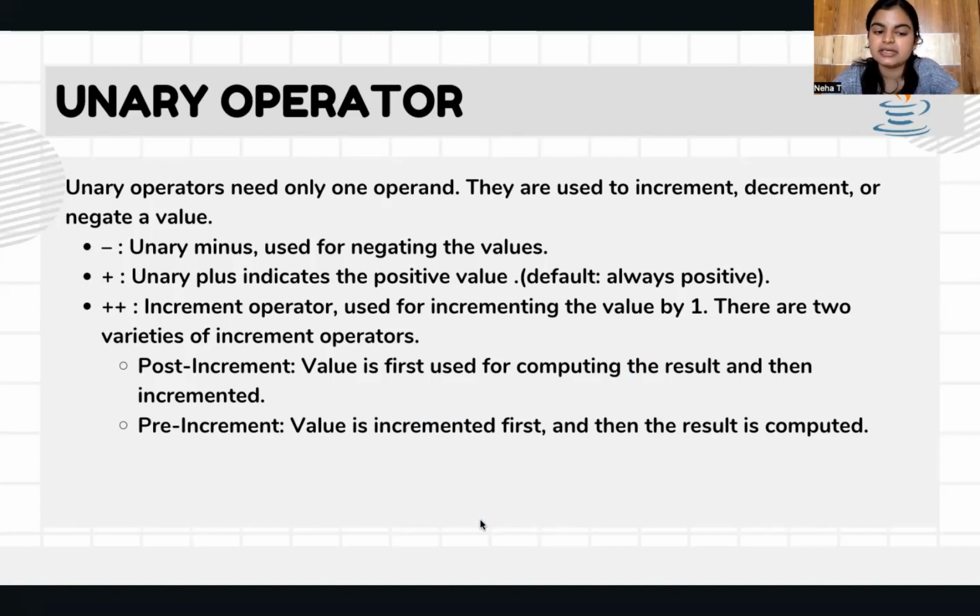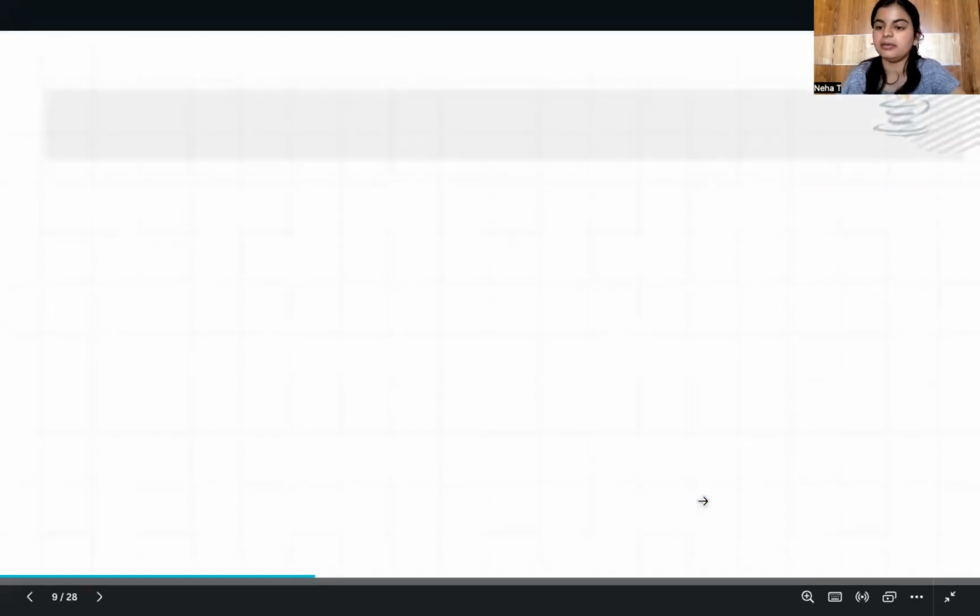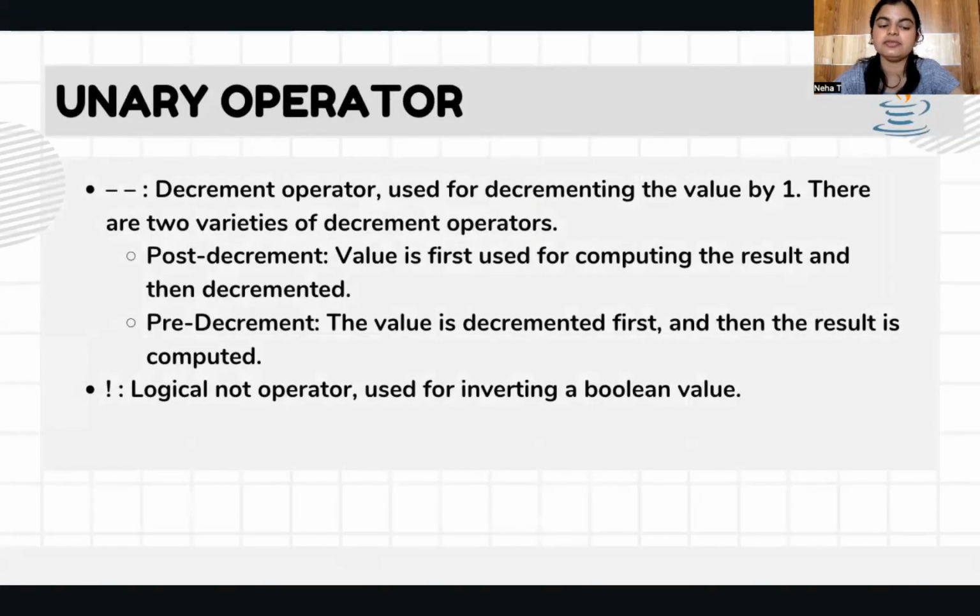There are two varieties of increment operators, post increment and pre increment. Post increment is where the value is first used for computing the result and then is incremented. So first the value is taken, then it will be incremented. In pre-increment, first it will be incremented and then the result is computed. Next we have the minus minus, that is the decrement operator. For that also we have post decrement and pre decrement.